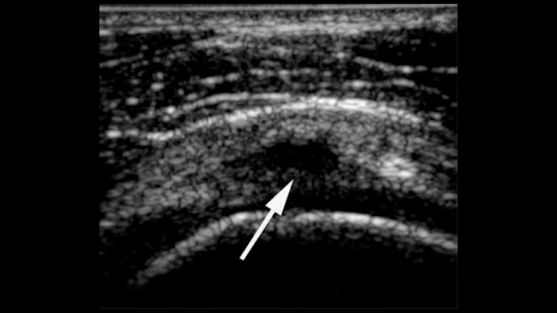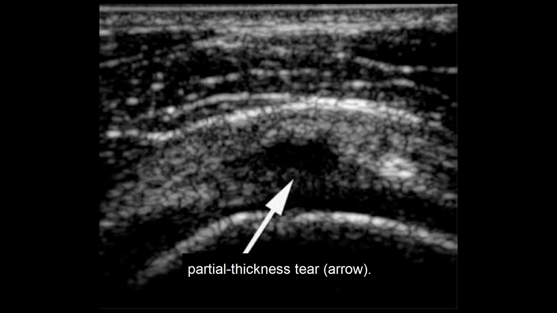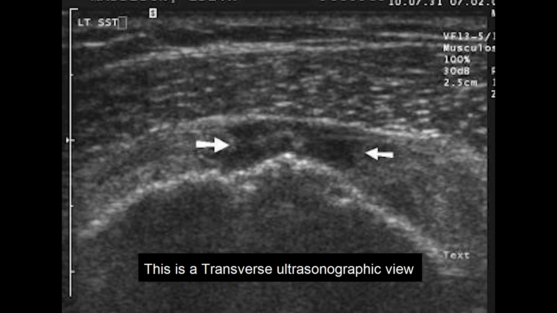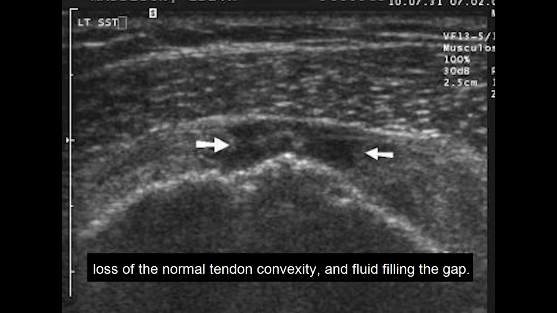In this image, a transverse ultrasonographic view of the supraspinatus tendon shows an articular surface partial thickness tear, which is pointed by the arrow. The overlying bursal surface fibers, however, are intact. In this next image, this is a transverse ultrasonographic view of the supraspinatus tendon showing a full thickness tear, which is pointed by the two arrows, with fiber discontinuity, loss of a normal tendon convexity, and fluid filling the gap.